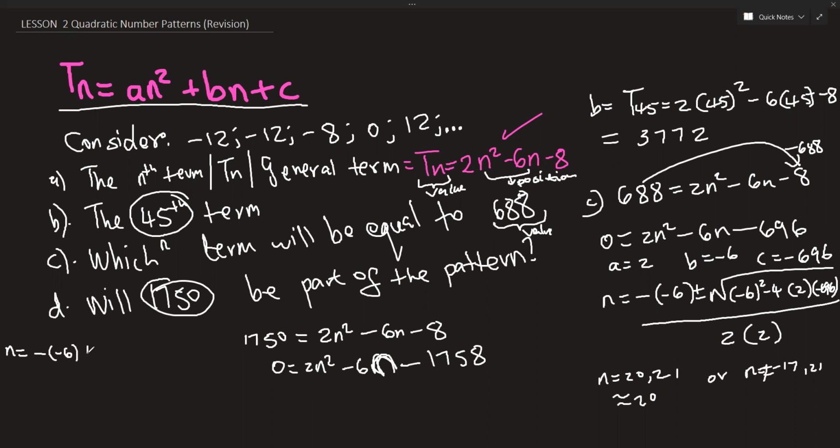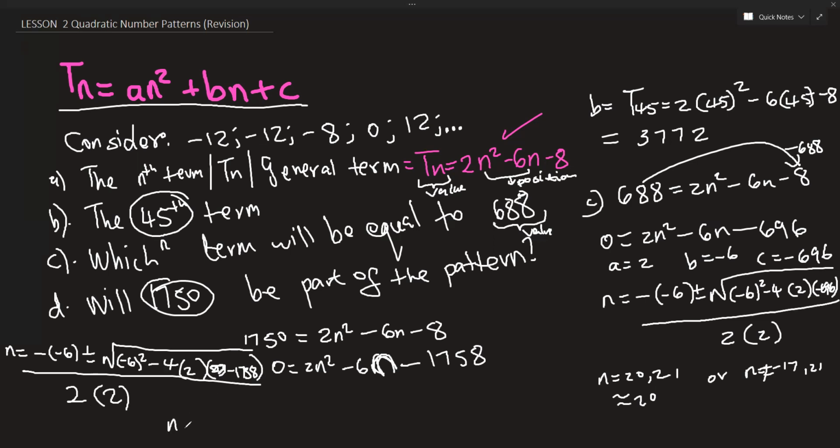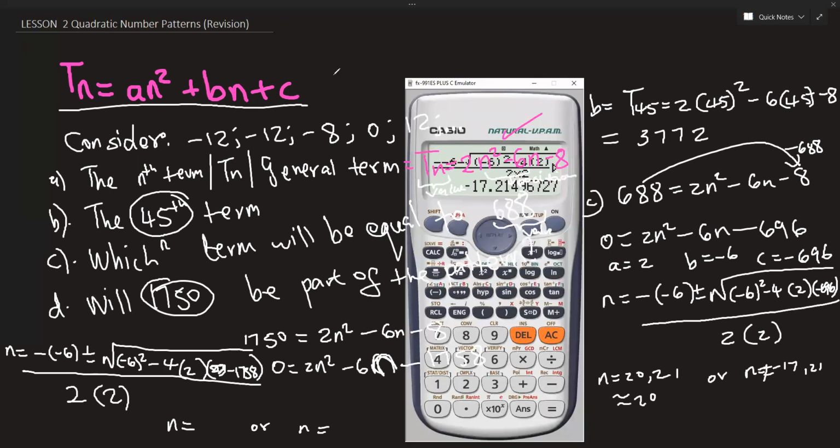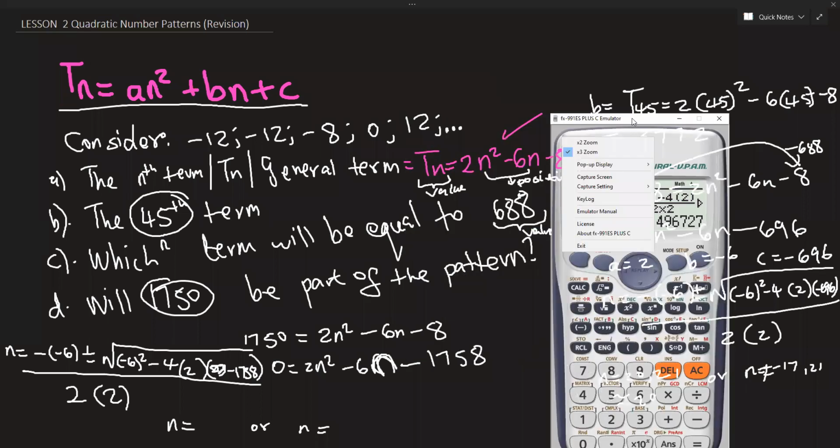And then we're going to punch this in the quadratic formula, which is n equals to negative b, which is negative 6, plus minus the square root of b squared minus 4ac. My a is 2, my c is negative 1758, and then all over 2a. My a is what? Is 2. Perfect. Now let's punch this in a calculator and see the value of n that we get. Let's check. There's our calculator. Let's see. Okay. Awesome.